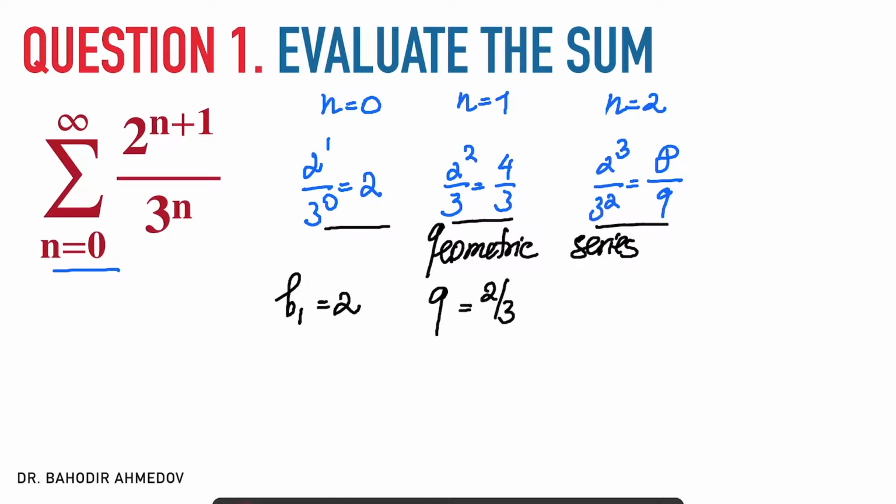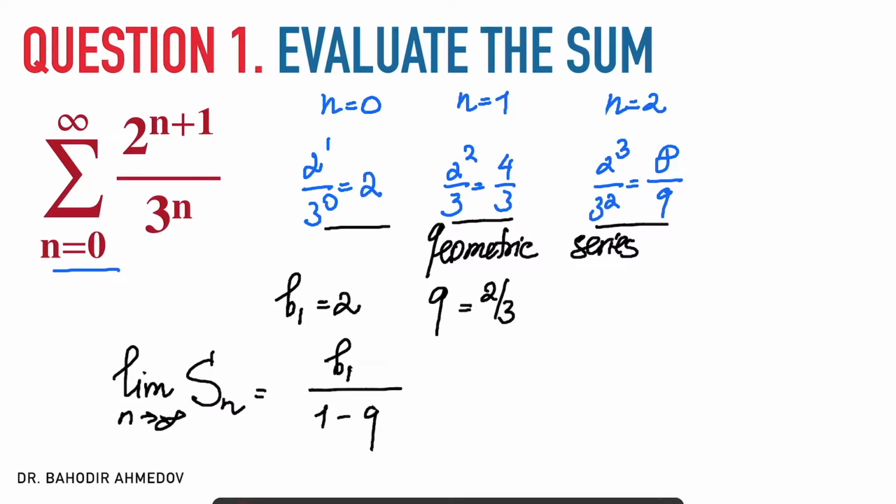So there is a formula to evaluate the sum of an infinite geometric series: Sn, when n goes to infinity, is equal to b1 divided by 1 minus q. So I'm just going to plug everything into this formula and evaluate the sum. It's going to be 2 divided by 1 minus 2 over 3. On the denominator, I've got 1 over 3, which goes to the numerator. It's going to be 2 times 3, which is equal to 6. Well, the sum of this infinite series is equal to 6.